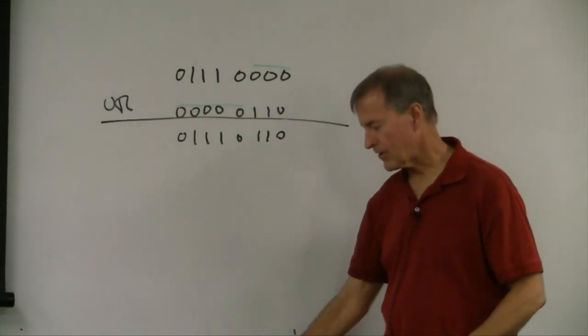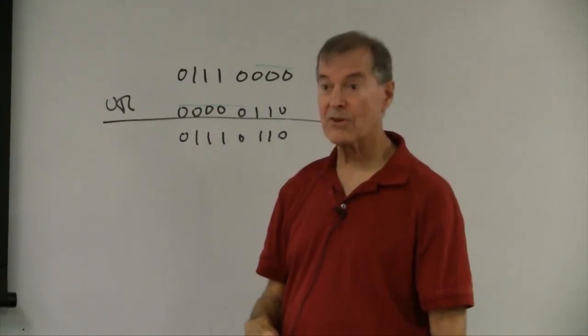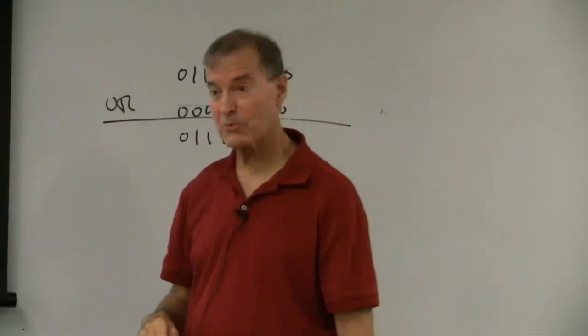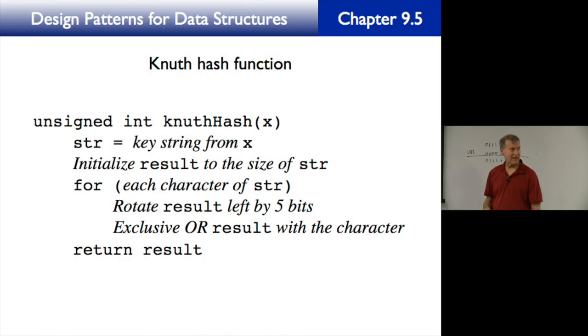Little formal methods here, identities of... Yes, false is the identity of OR. Oh, good point. That's what we're using. False is the identity of OR. Okay, now, with all that in mind, here's the Knuth hash function. Unsigned int Knuth hash x. String gets a key string from x, so we already have that code for you.